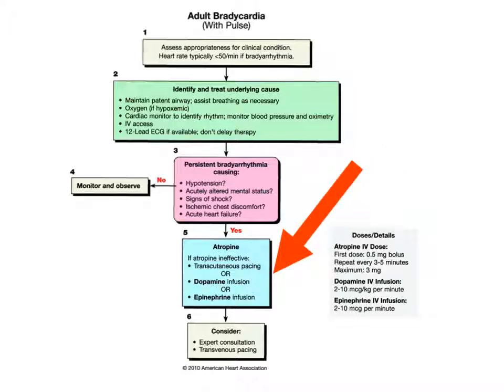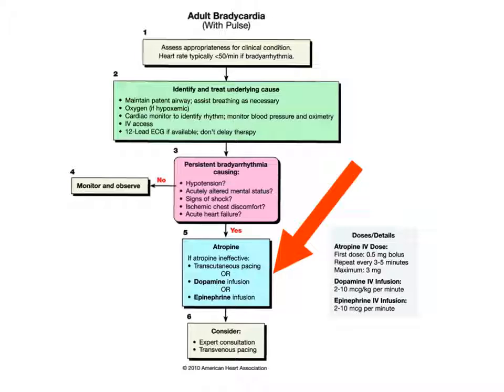And then we move down to the treatment box, box number 5, the blue box. Atropine is going to be the first choice. As we talk further, we'll bring out that atropine is unlikely to be effective in high degree AV block, so a second degree type 2 or a third degree, but atropine remains a consideration and probably the first line treatment in most of these.